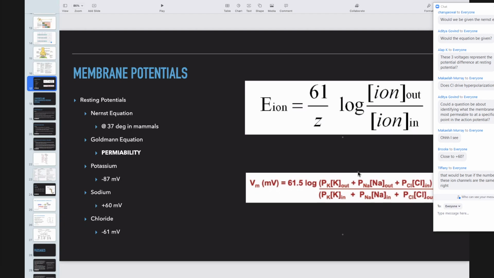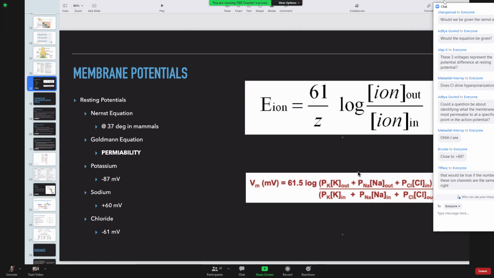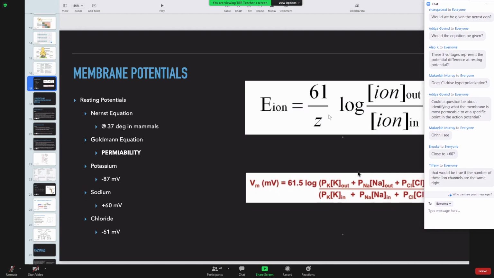That would be true if the number of these ion channels are the same, right? Yeah. So if they have the same permeabilities, then you can't do diddly squat. It's just going to be open. Everything's going to be where it wants to be. Nothing's going to be where it should be. Eventually, the sodium potassium ATPases would try their darndest to reestablish the resting concentrations, but eventually you'll run out of ATP and it'll just give up. So we do need some to be closed. We do need some to be open. And so, yeah, very cool.